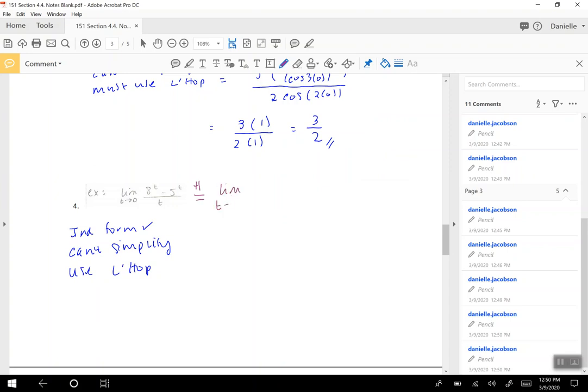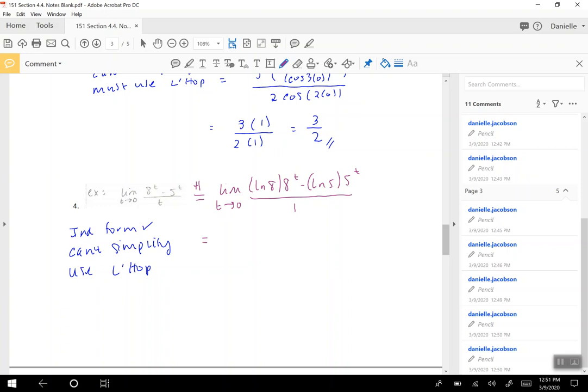Start off by using L'Hopital's rule. Rewrite the limit as t goes to 0. And I need to take the derivative of the top. So the derivative of the top is the natural log of 8 times 8 to the t minus the natural log of 5 times 5 to the t. The derivative of the bottom is 1. So I've done that once. I can see that if I run t goes to 0 through this, I have a 1 in the denominator, so I can definitely push this through.